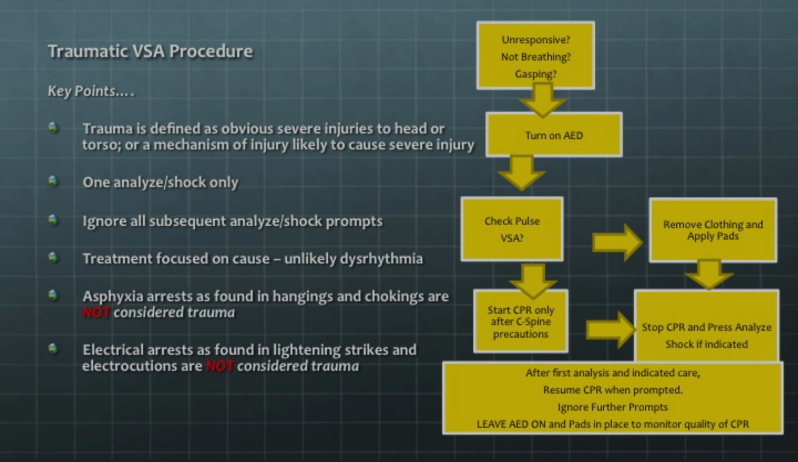Traumatic VSA procedure. Trauma is defined as obvious severe injuries to the head or torso, or a mechanism of injury likely to cause severe injury. These patients should only be analyzed once. One analyze or shock only. Ignore all subsequent analyze or shock prompts.